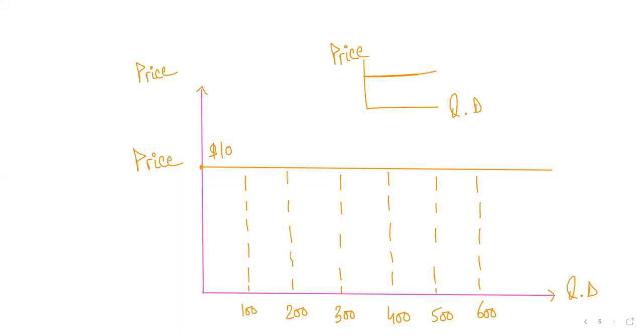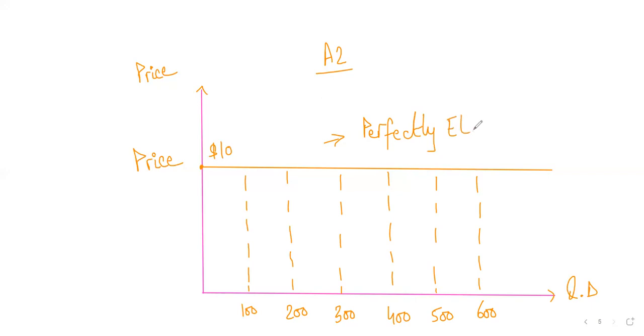Now, we will study more about this type of demand curve in A2, but let me tell you a little bit about what this demand curve is. The name that we give to this demand curve, first of all, is perfectly elastic. The previous one was perfectly inelastic, and this one is called perfectly elastic demand. Now, what type of products will have a demand curve like this?